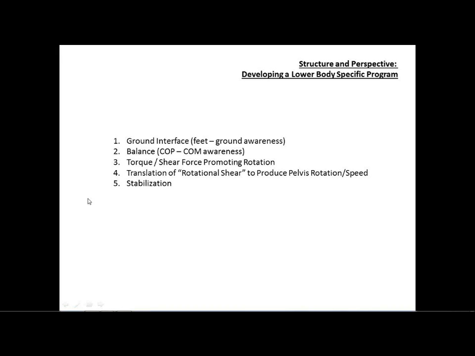So even if your exercise is biased a little bit towards ground interface, or biased a little bit towards center of pressure and center of mass, or you have some other slant, all those components should still be involved in the process to make it an effective lower body program, and to allow an athlete to start to incorporate all those fields and mechanisms into producing lower body movement.